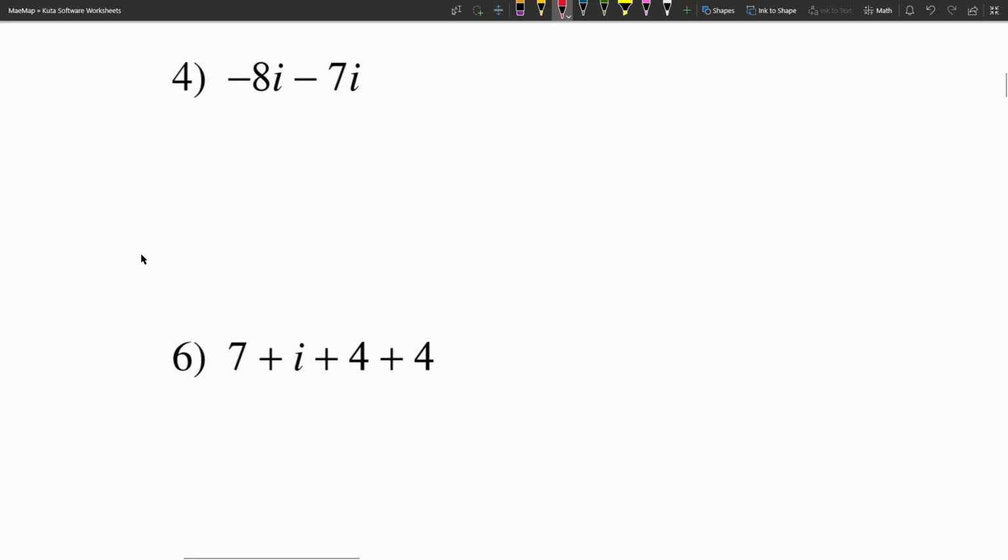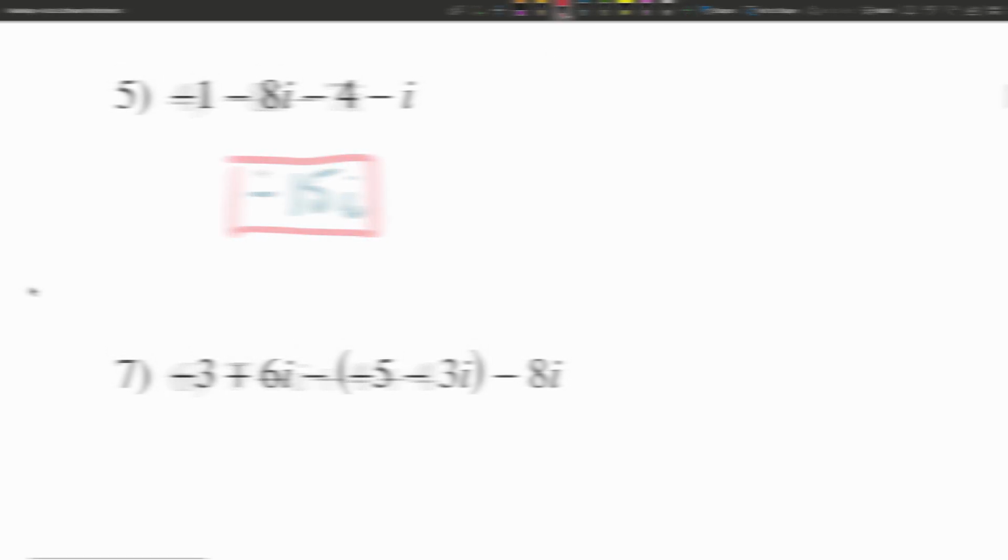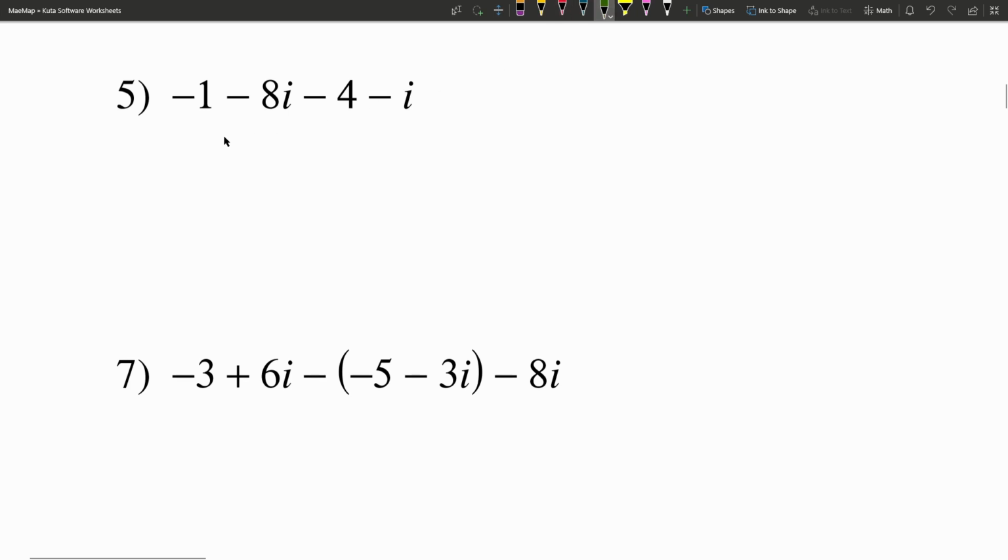For number 4, we have -8i minus 7i. So starting with the negative and going further into the negatives, that's going to be a total of -15i. For number 5, we have two separate real parts, this -1 and this 4 that's subtracted. So starting with that, -1 minus 4 is going to give us a -5. Next, I'll combine those imaginary parts. So -8i minus i, that's going to be a -9i. So -5 minus 9i is our complex number for number 5.